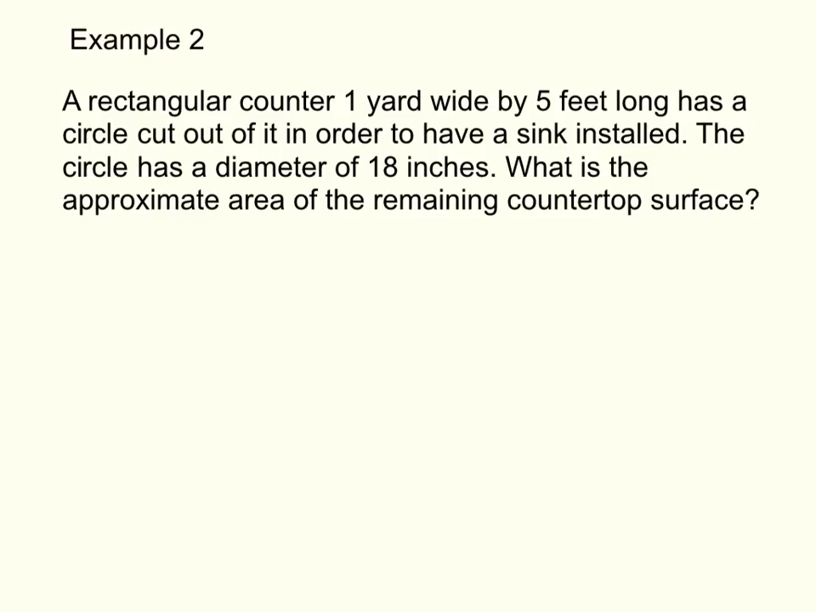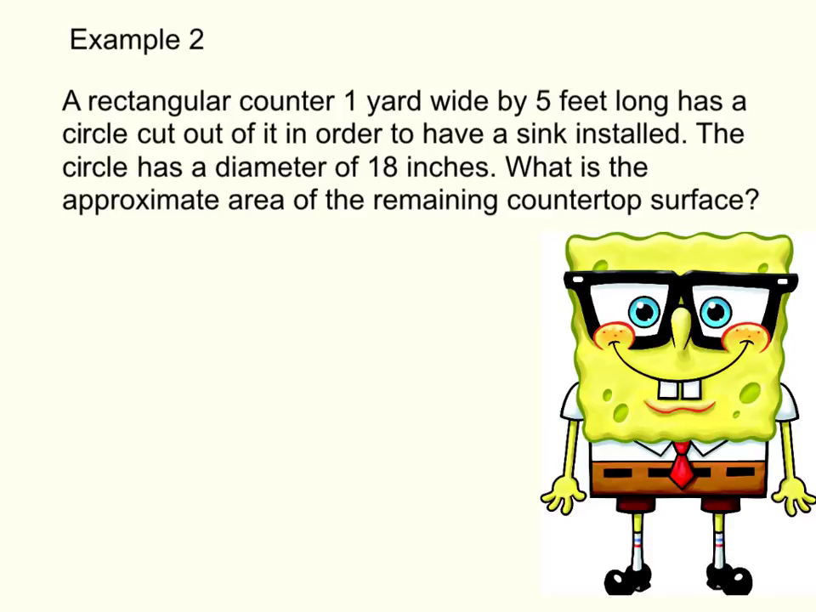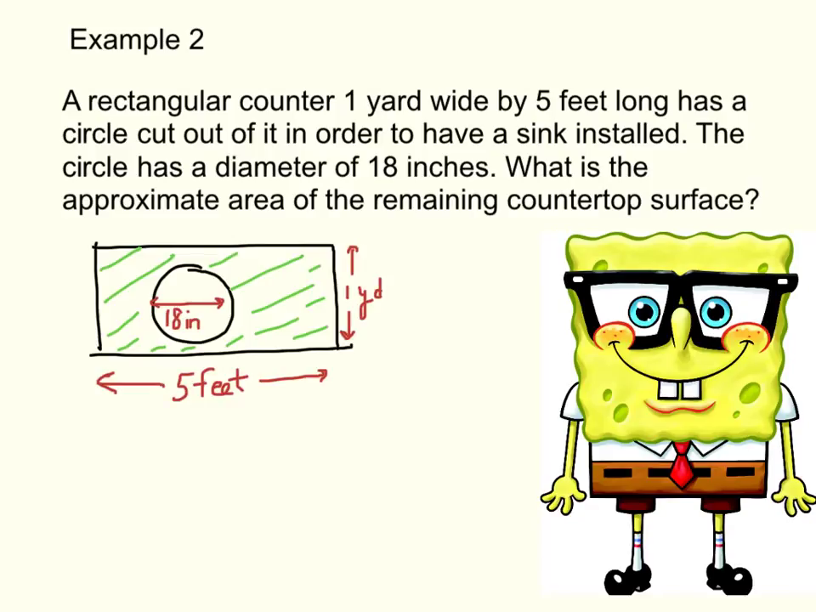Example number 2. A rectangular counter 1 yard wide by 5 feet long has a circle cut out of it in order to have a sink installed. The circle has a diameter of 18 inches. What is the approximate area of the remaining countertop surface? So I've drawn a rough diagram of what it looks like. What's the first mistake you notice? Or not necessarily mistake, but the first issue before we can start solving this problem.